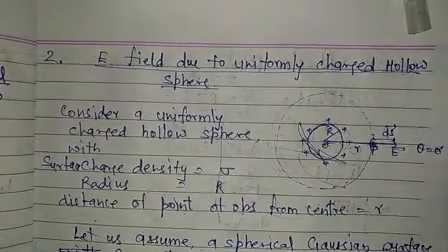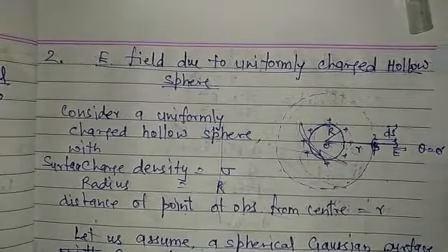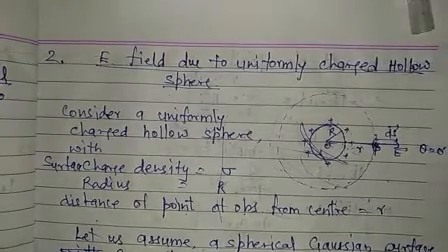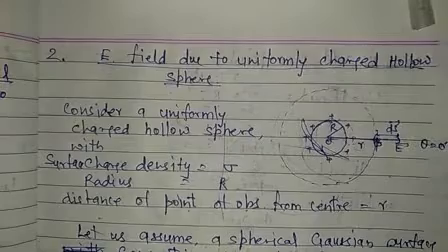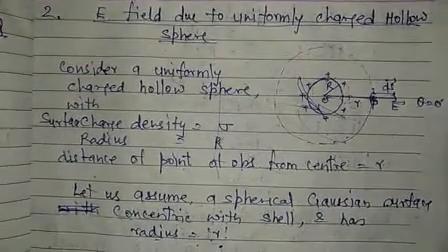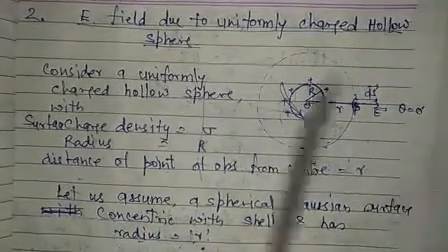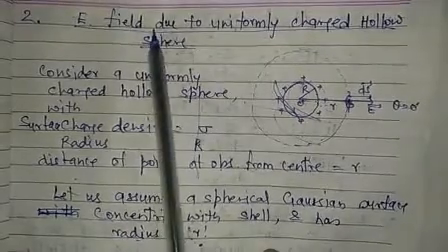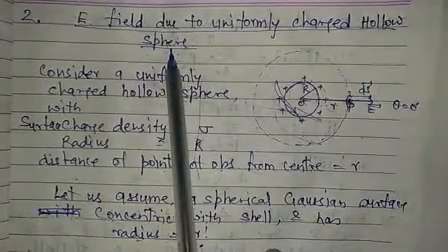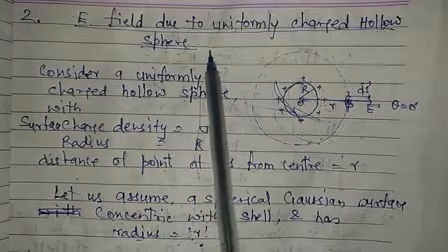Hello students, in our last video we have read about one of the applications of Gauss theorem, that was electric field due to straight linear conductor. In the later section, now we are going to discuss the second application of the Gauss theorem, and that is the electric field due to uniformly charged hollow sphere or spherical conductor, as you can see here.